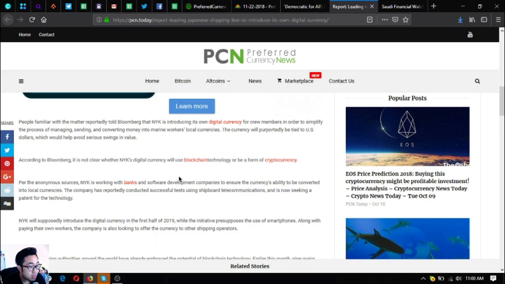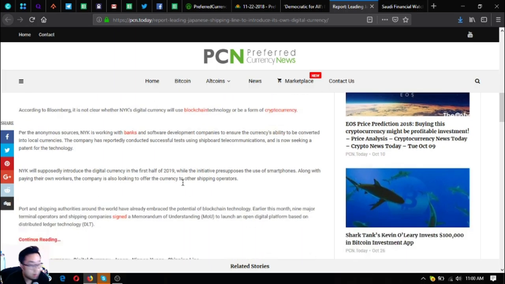The currency will purportedly be tied to US dollars, which would help avoid serious swings in value. According to Bloomberg, it is not clear whether NYK's digital currency will use blockchain technology or be a form of cryptocurrency. Per the anonymous sources, NYK is working with banks and software development companies to ensure the currency's ability to be converted into local currencies. The company has reportedly conducted successful tests using shipboard telecommunications and is now seeking a patent for the technology. NYK is supposedly to introduce the digital currency in the first half of 2019, while the initiative presupposes the use of smartphones. Along with paying their own workers, the company is also looking to offer the currency to other shipping operators.